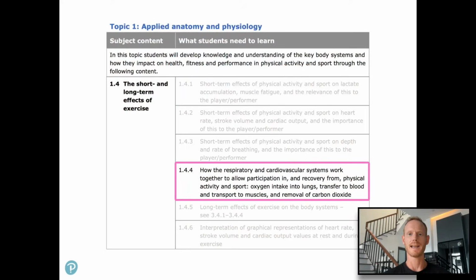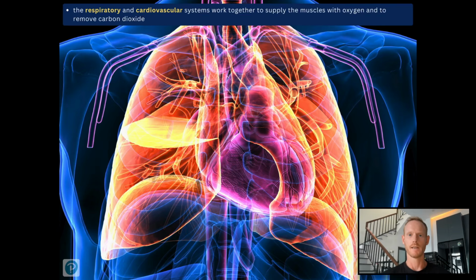Next, you need to explain how the respiratory and cardiovascular systems work together to allow participation in and recovery from physical activity and sport. So during exercise, the respiratory and cardiovascular systems work together to supply the working muscles with more oxygen for energy production and remove the additional carbon dioxide released as a byproduct of energy production.